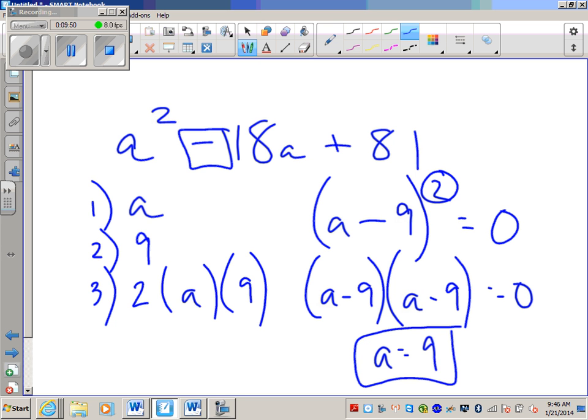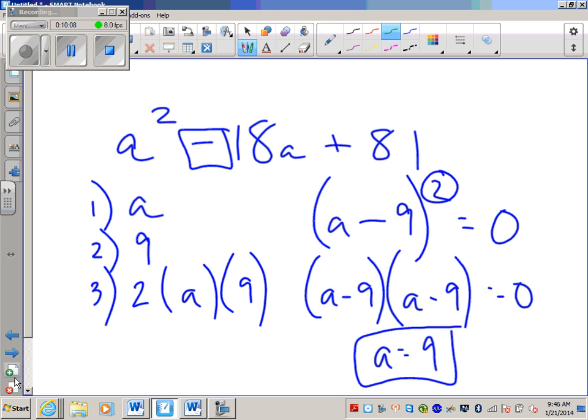It's not difference of squares, it's a perfect square. Difference of squares is just like a squared minus 16. Okay? A perfect square has the 3 terms. How do you check it? How does this make sense? We say a equals 9.